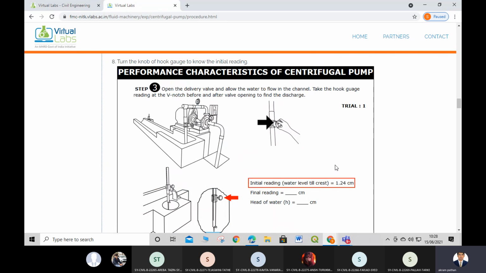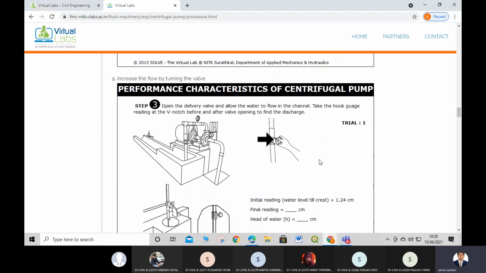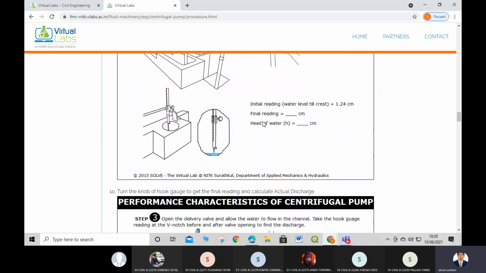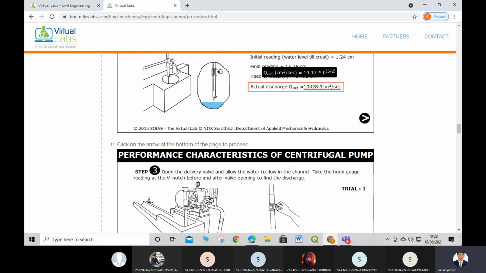Now after this, again open the delivery valve and allow the water to flow in the channel. Take the hook gauge reading at the V notch before and after valve opening to find the discharge. Then we take the initial reading, and calculate the final reading and head of water.